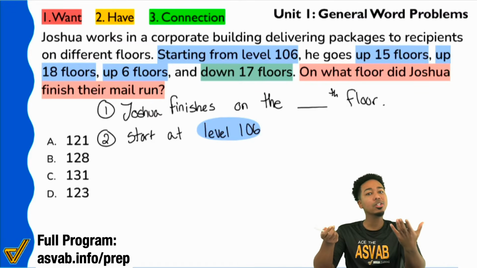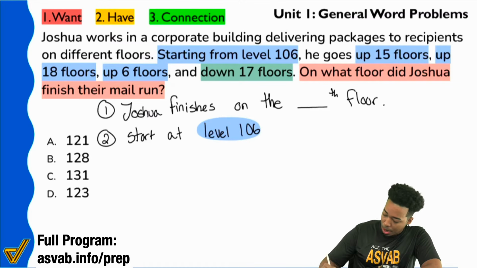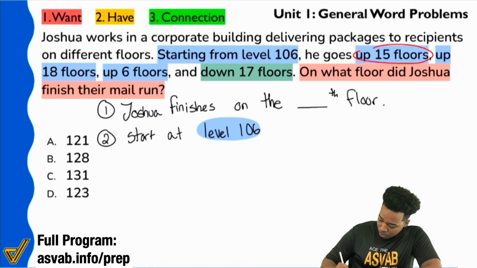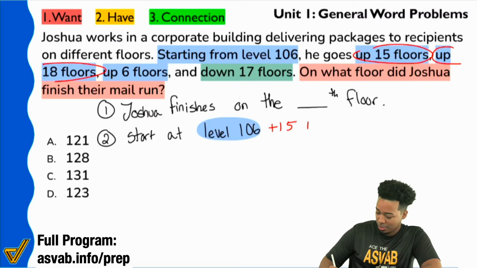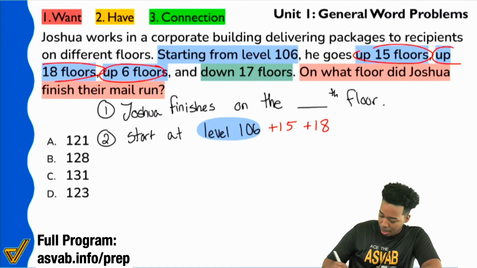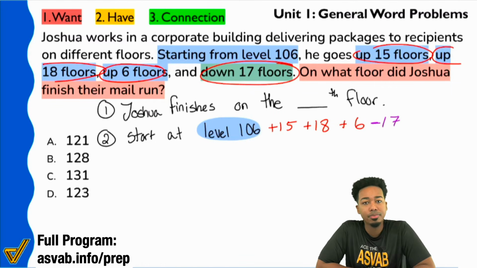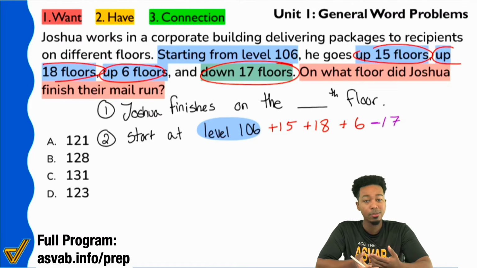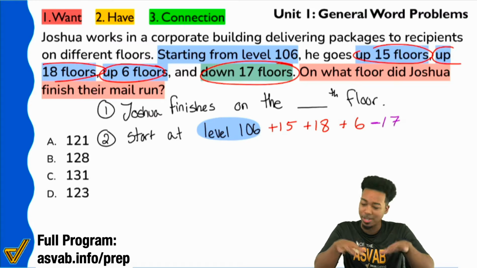But we can clearly see here that if we start from floor 106 and then we go up 15 floors, we're going to be adding 15. Then we're going to go up 18 floors after that, so we'll add 18. Up 6 floors, so we add 6. And then down 17, so we will, again, subtract 17. We had to be able to do this quickly, which we did, and now all that's left for us to do are the operations, and we can move forward.